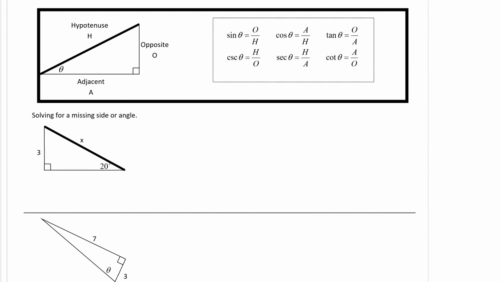So this video is about using our trig ratios to find missing sides and missing angles of right triangles. So we have our first triangle just as a warm-up.